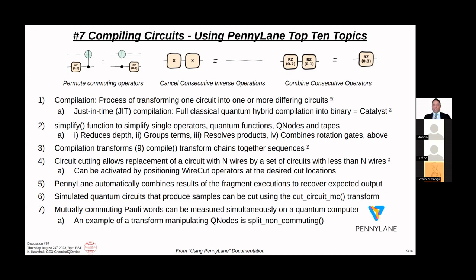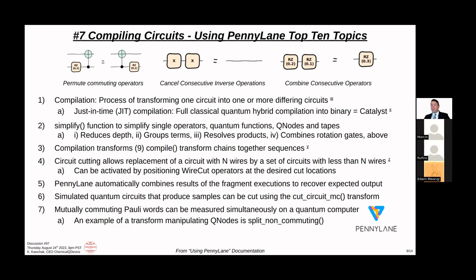The simplify function you could use as well: it reduces depth, groups terms, resolves products, and combines rotation gates as seen above. So PennyLane is more a library, Qiskit is more a platform, and then the other ones: Torch Quantum is probably more a library, I think. TensorFlow Quantum is more a library. Google Cirq might be more a platform. But in three or four of these that I've seen, there's a lot of work done between, if I want to design a circuit, that might not be the best way that the computer can run it.